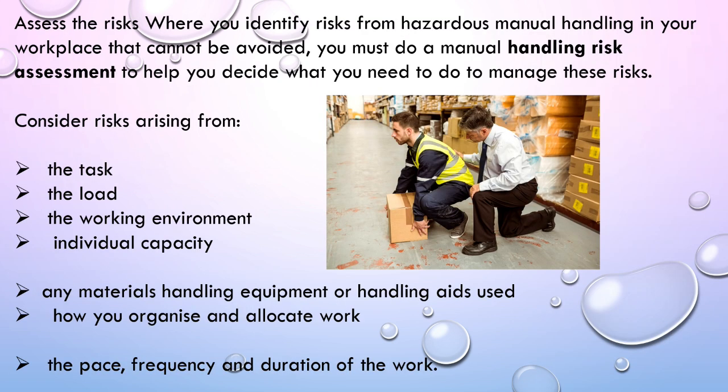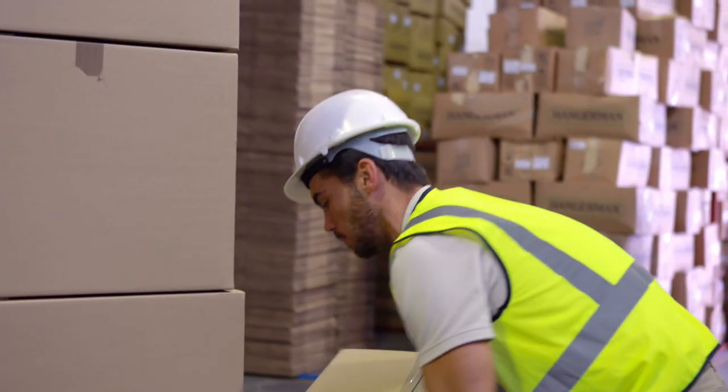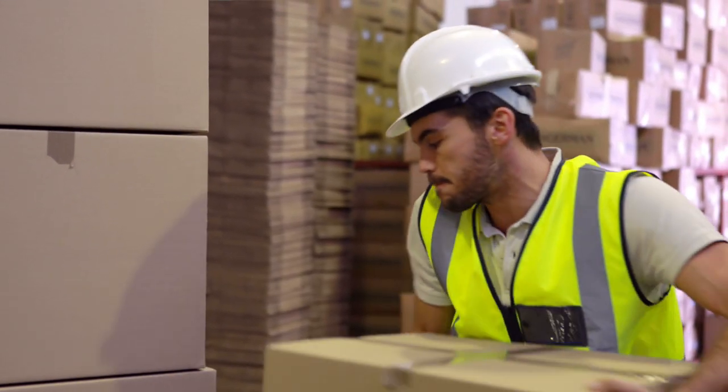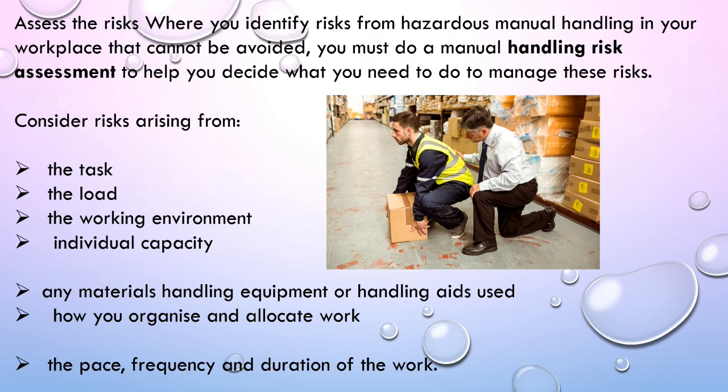You've got to assess the risk where you identify risk from hazardous manual handling in your workplace that cannot be avoided. You must do a manual handling risk assessment to help you decide what you need to do to manage these risks. Consider risk arising from the task, the load, the working environment, individual capacity, any materials handling equipment or handling aid used, how you organize and locate work, and the pace, frequency, and duration of the work.